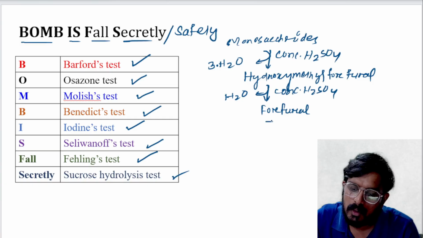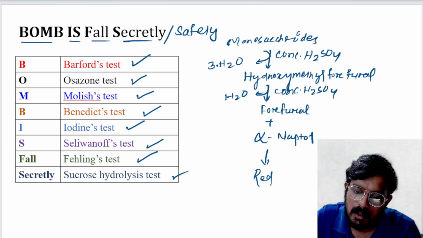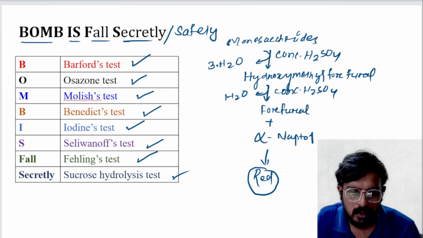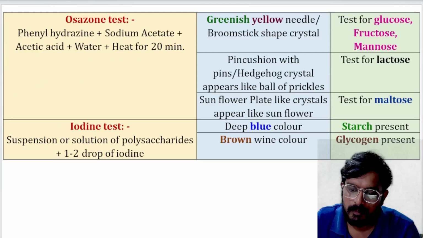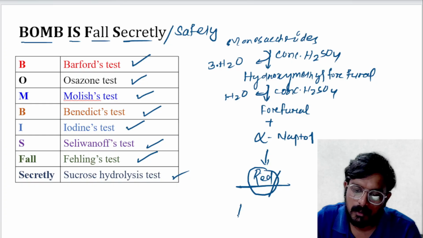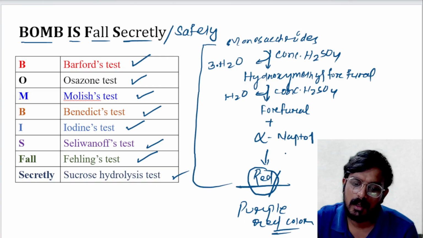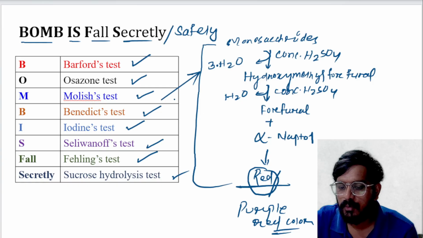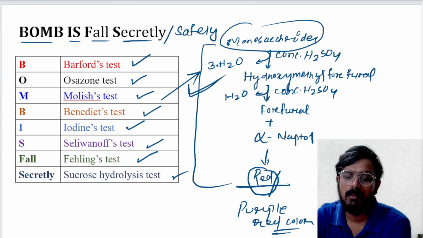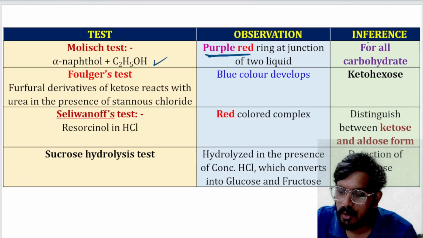Now this furfural reacts with alpha naphthol, which leads to a red color, a purple red color developing. This test is for the identification of all types of carbohydrate. Please note it down about Molisch test. Molisch test: alpha naphthol plus ethanol, purple red at ring junction for all carbohydrates.